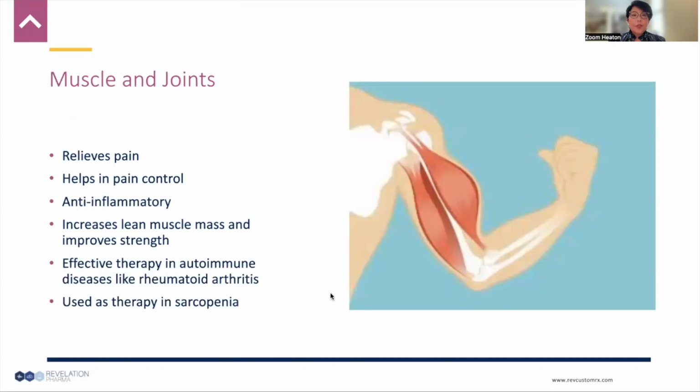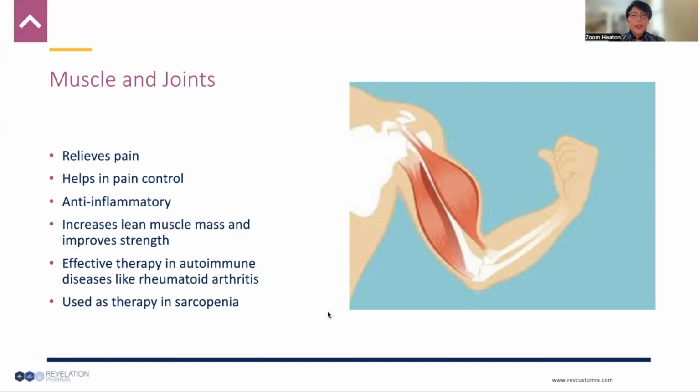And there are androgen receptors in your muscles and joints. So it relieves pain. It helps in pain control. It is anti-inflammatory. It increases lean muscle mass and improves strength. It is effective in autoimmune diseases like rheumatoid arthritis, and it's used as therapy in sarcopenia.